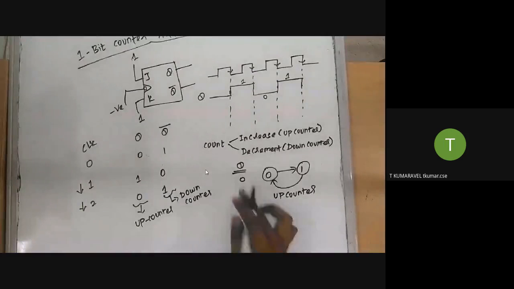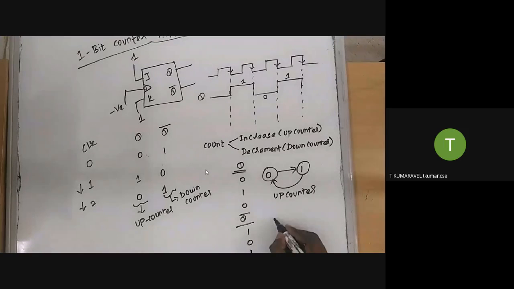And next, consider Q bar. What is the value of Q bar? Initial value is 1. Next it decreases, again 1. So initial value is 1, next the value is decreased, again 1, again decreased. That's why it is called a down counter.